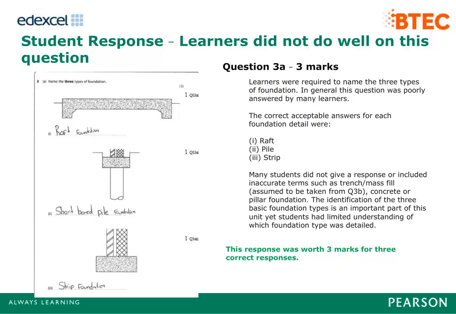Many students did not give a response, or included inaccurate terms, such as trench or mass fill, assumed to be taken from question 3b, concrete or pillar foundation. The identification of the 3 basic foundation types is an important part of this unit, yet students had limited understanding of which foundation type was detailed. The included response was worth 3 marks for 3 correct responses stated.